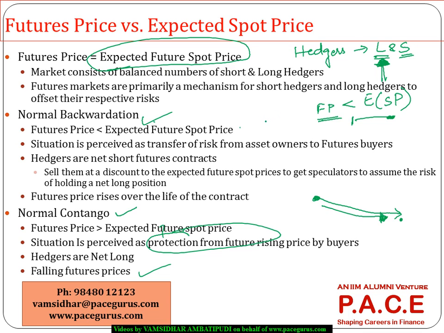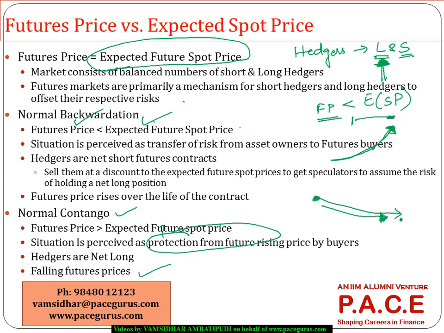Buyer of the asset is not that much bothered because there is an expectation that the prices will fall in future. So what could happen? The seller is willing to transfer the risk to the buyer. So if at all the buyer has to take a risk, the price has to be much lesser itself. So that's where we see that the futures price will be less than the expected spot price. And again the same logic, as the maturity approaches, the futures price should be equal to the spot price, which means we see that the futures price will keep rising in future.